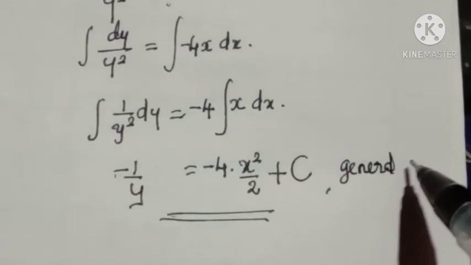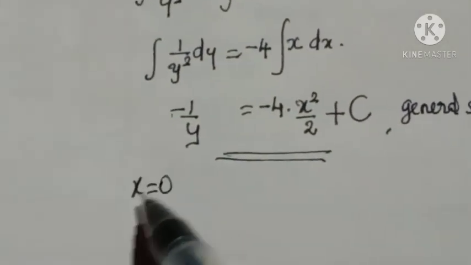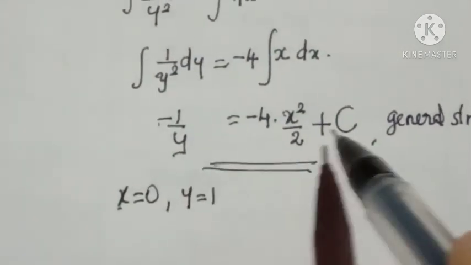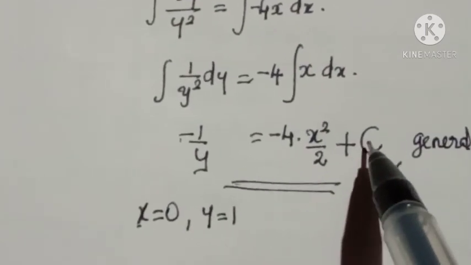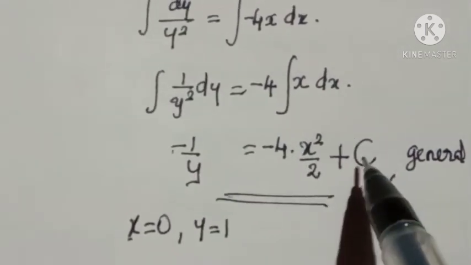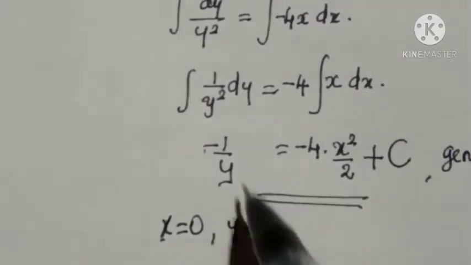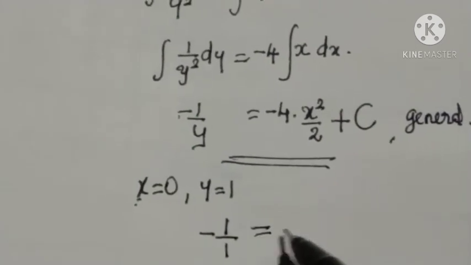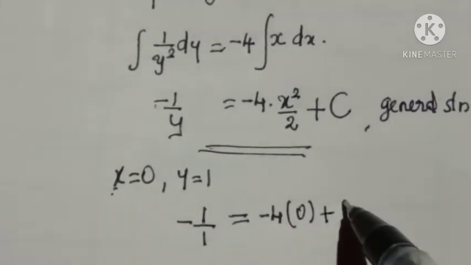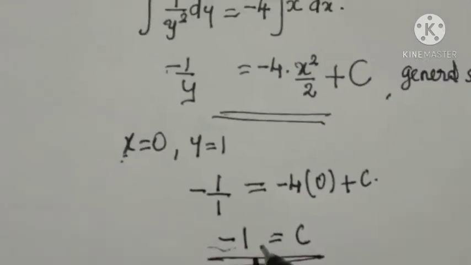Okay, general solution. We need to find the particular solution when x equal to 0 and y equal to 1. So put x equal to 0 and y equal to 1 in this general solution and find the value of c. After getting the value of c, put that value here itself, and we get the particular solution. This is the procedure. So in this one, put y equal to 1 and x equal to 0. So this becomes minus 1 by 1 is equal to minus 4 into 0 plus c. That is minus 1 equal to c. Okay, c is equal to minus 1.